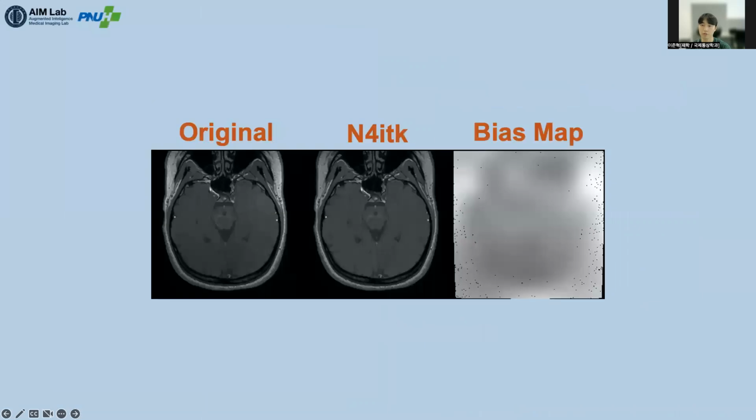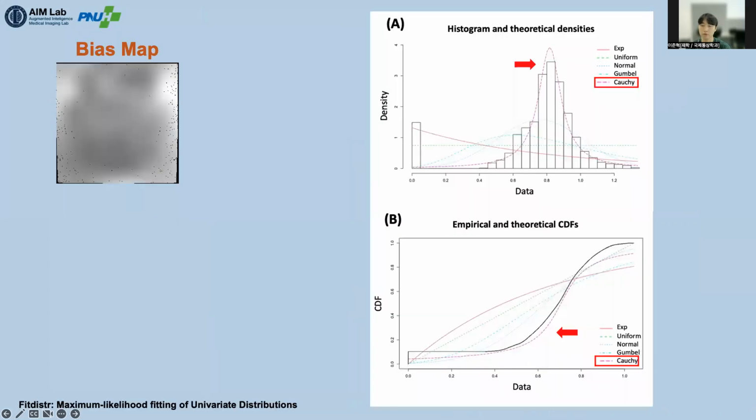We start our research by analyzing the bias field map, also referred to as the bias map. We ran the fitdistrplus R package to search for which distribution best fits its intensity. From the package, we found that the Cauchy-Lorentz distribution shows the highest fitness through its density and CDF.